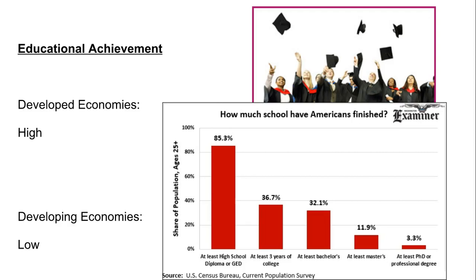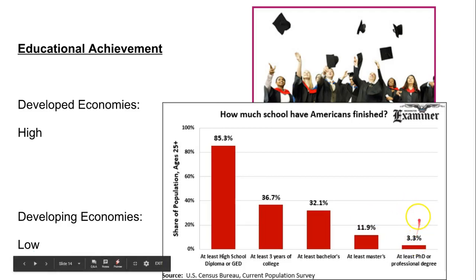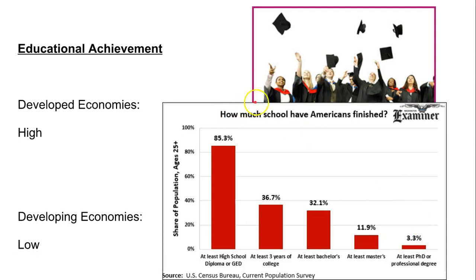Finishing up, educational achievement. In developed economies, a lot of their people are going to have a high level of educational achievement. If you look at this graph here, this is going to suggest that 85% of Americans have at least a high school diploma or GED. 37% of Americans are going to have at least 3 years of college, and 32% at least a bachelor's. 12% of Americans have a master's degree. And then only about 3% of Americans have a PhD or professional degree. So in developed economies, this is going to be a familiar trend. In developing economies, all these numbers will be much lower.